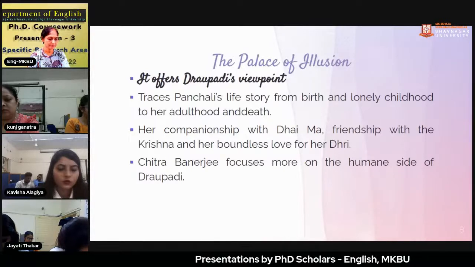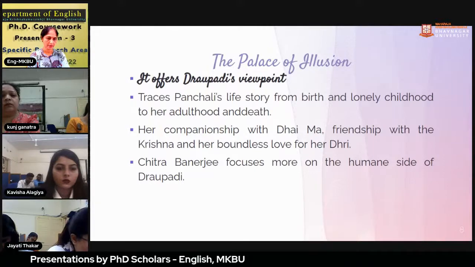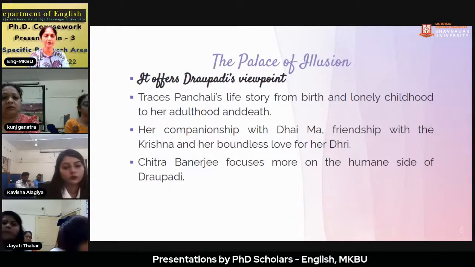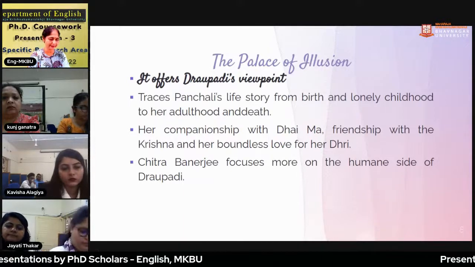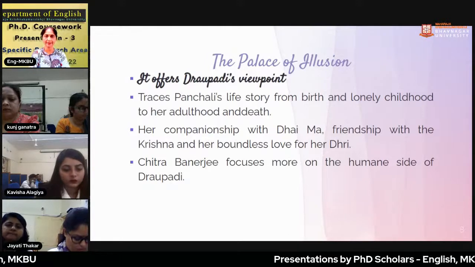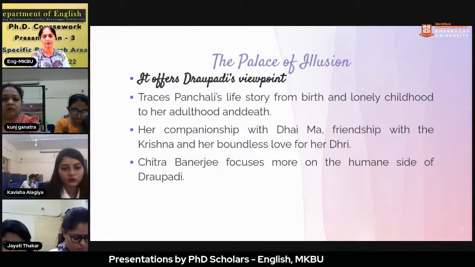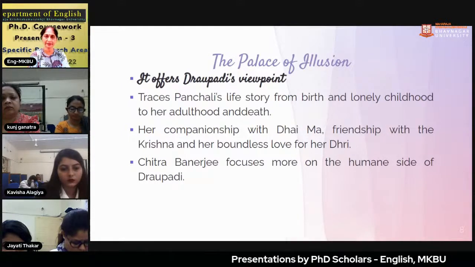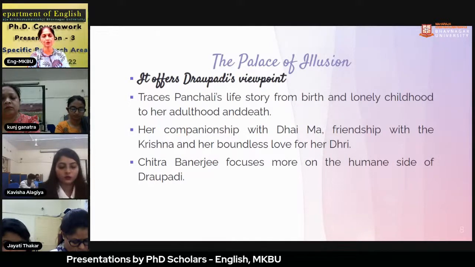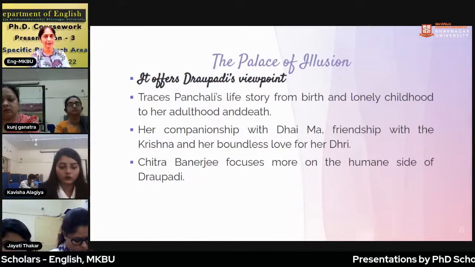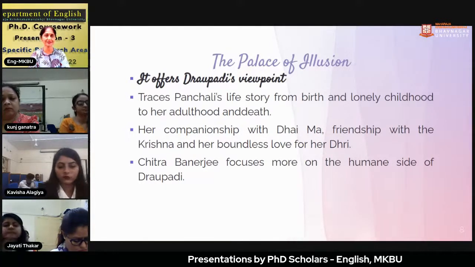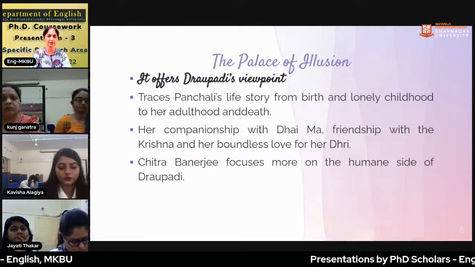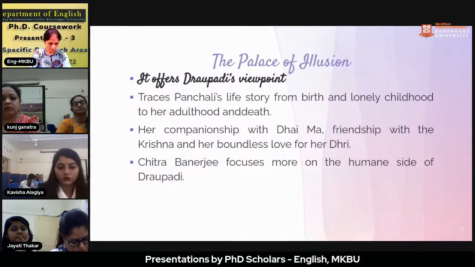Another novel by Chitra Banerjee is The Palace of Illusion. It offers Draupadi's viewpoint and traces Panchali's life story from birth and lonely childhood to her adulthood and death. Her companionship with Dhai Ma, friendship with Krishna, and her boundless love for her brother Dhri are the journeys captured in the novel. Chitra Banerjee here focuses more on the human side of Draupadi. In the original Mahabharata, Draupadi is set as a responsible factor for inviting the whole war of Mahabharata. But here, Chitra Banerjee has represented the human side of Draupadi.